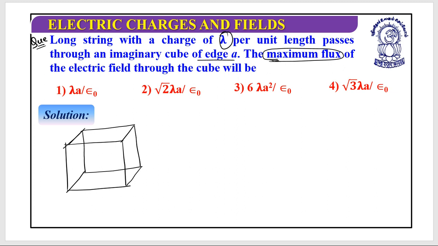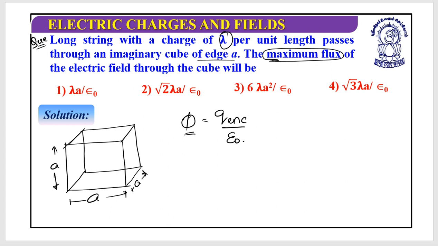Let's understand this. This is a cube having side of a. Now I know that flux is equal to Q enclosed divided by epsilon naught. Now what I want is that my flux should be maximum. How can it be maximum?